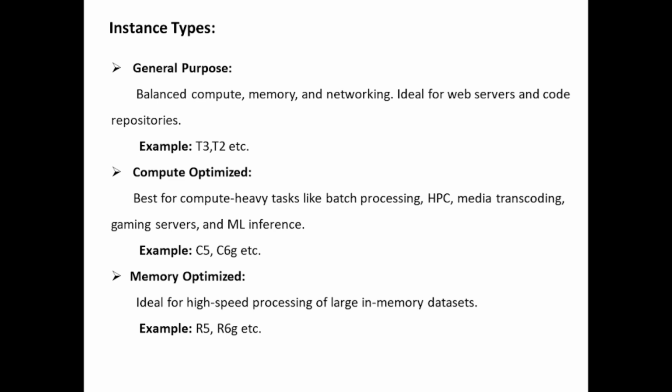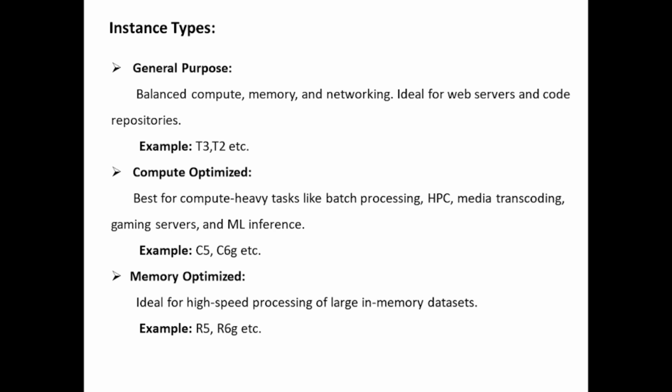Compute optimized instances are designed for CPU heavy applications. If our workload needs fast processing like batch jobs, video encoding, machine learning inference, or gaming servers, this is the type to go for. Examples: C5 and C6G, etc.